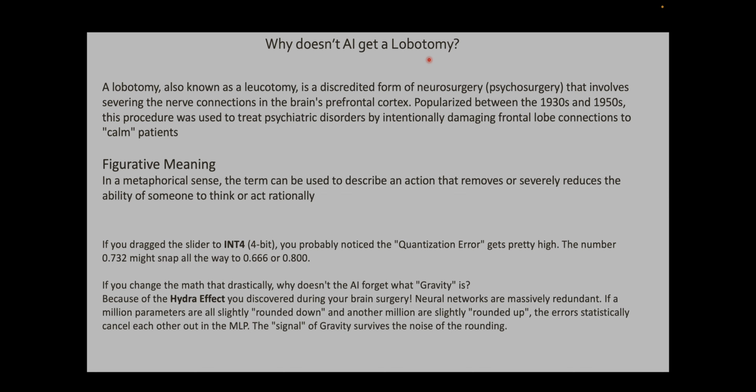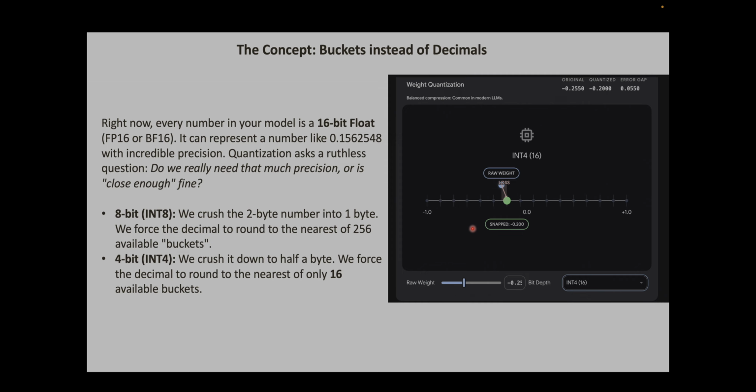Right. So why doesn't AI get a lobotomy? This question will make sense post some of the slides that I'm going to show you. But the basic idea is that this is like removing the precision, right? So we just remove these digits. The first question was, is that close enough? Will it give a good enough answer?